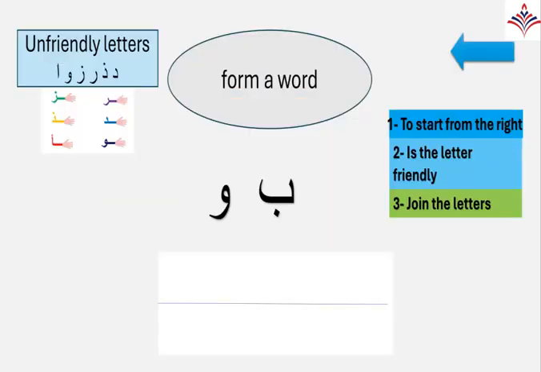To do the steps easily, I put an example for you. First, start from the right. This is the right side of the word. Then we check if it's friendly or not friendly. We check here. I cannot see it in this list, so this letter is friendly. Then we need to change it to the small form and then join it with the next letter.